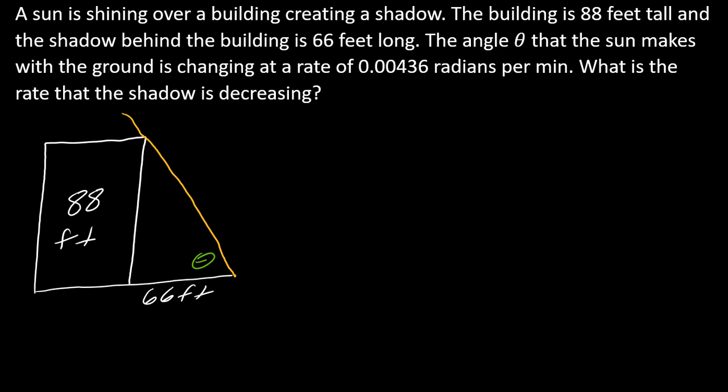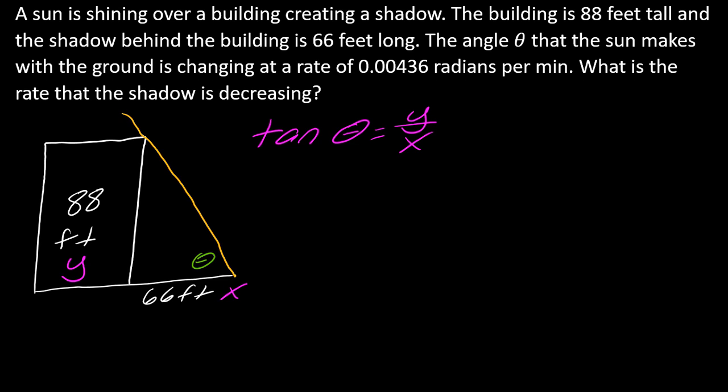Okay, so in this example, this side's going to be my x, this side's going to be my y. So really it's the same thing as the last problem. We've got tangent of theta equals y over x. But in this case, there's nothing to change y with.